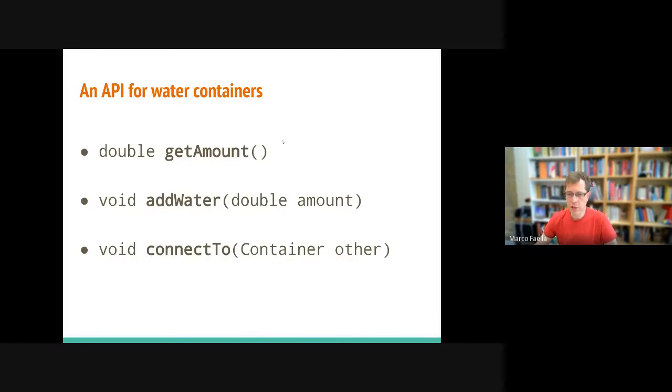In other words, in Java, you end up with the following API. You have a getAmount method returning an amount of water as a double value. You have an addWater method that takes an amount and puts it in this water container. And you have a third method which connects the current container, so the container you're calling it on, with another container. And connections are permanent. There's no way to remove a connection.